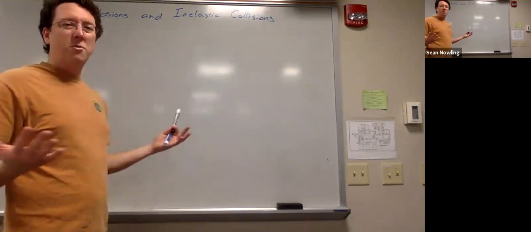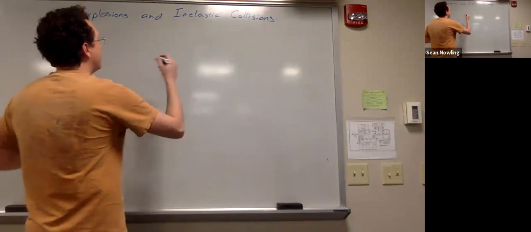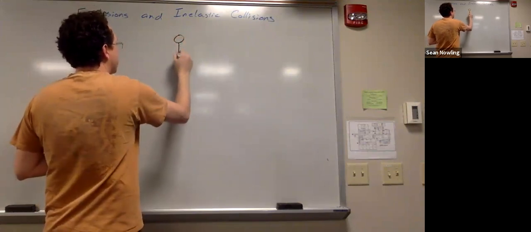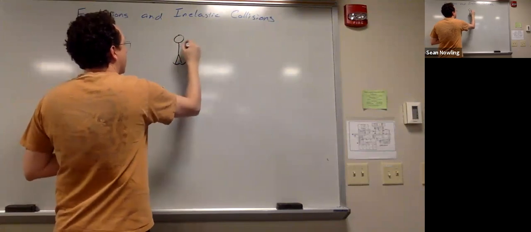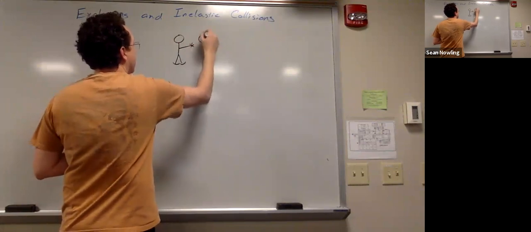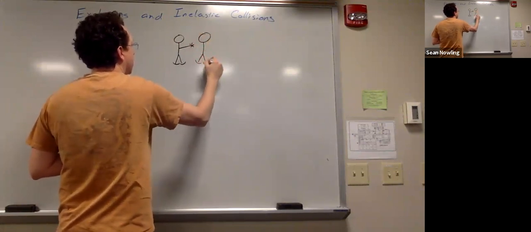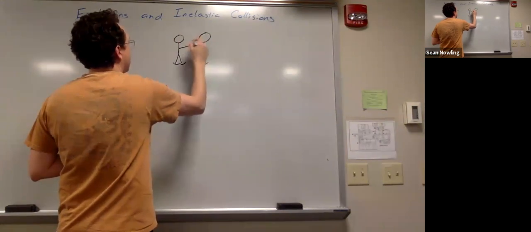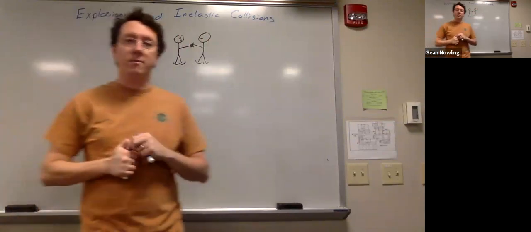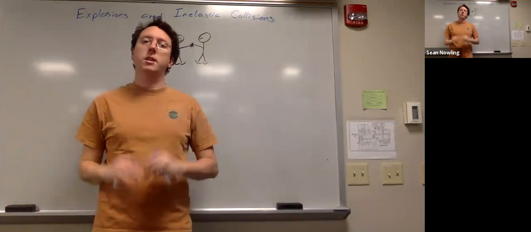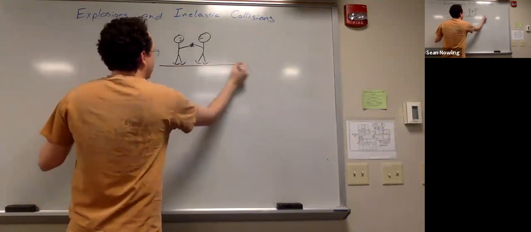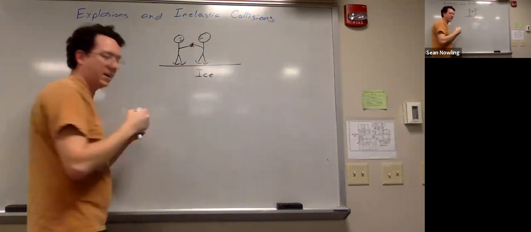All right, let's go through something really simple. Let's imagine that we have two figure skaters, and they don't like each other. Okay, so they don't like each other, and they push on each other, and they're sliding on ice. I just keep saying ice in some of these examples so that I can ignore friction.